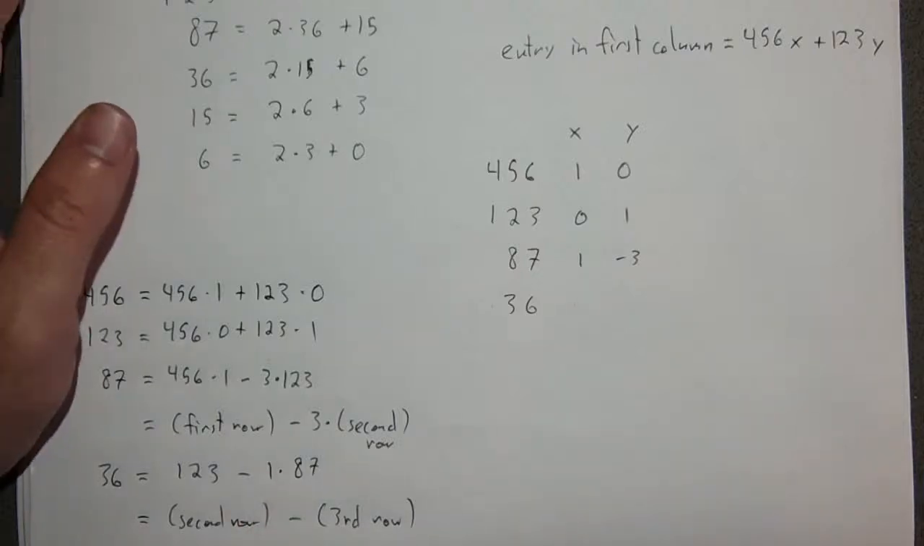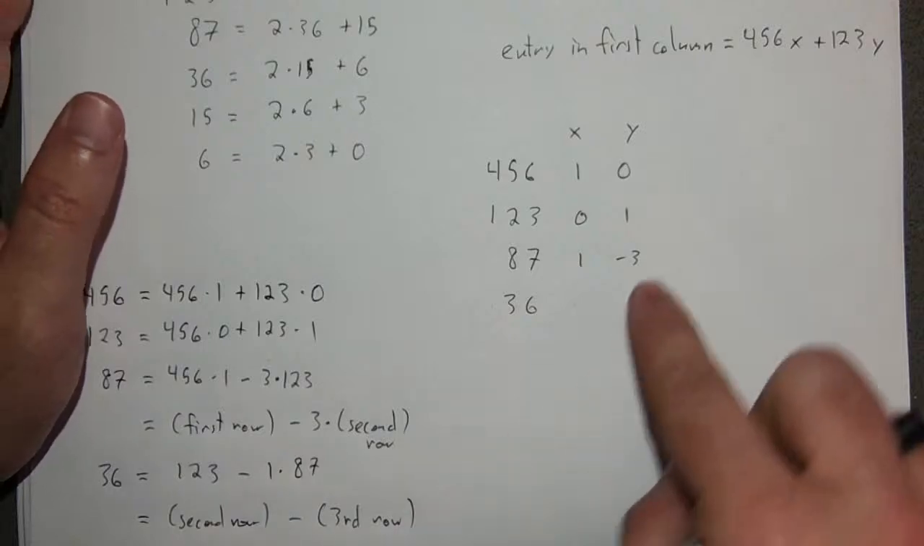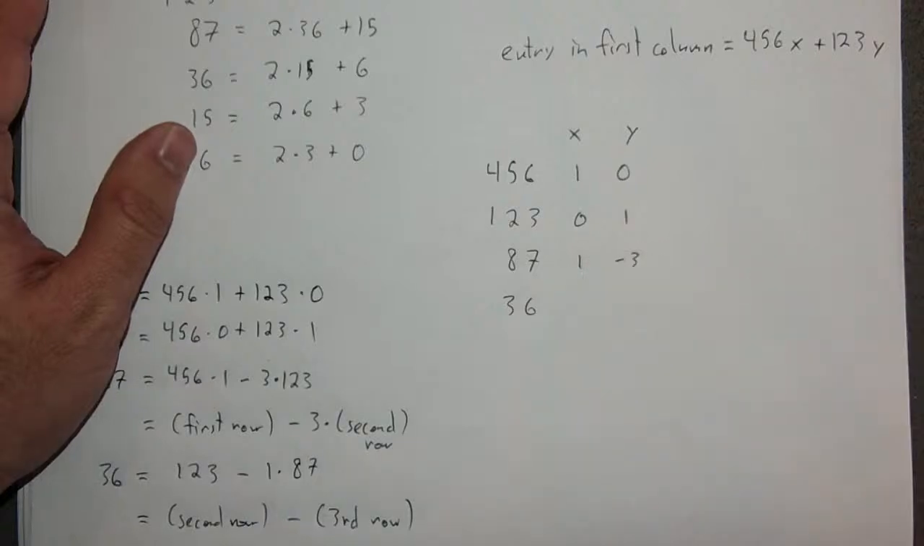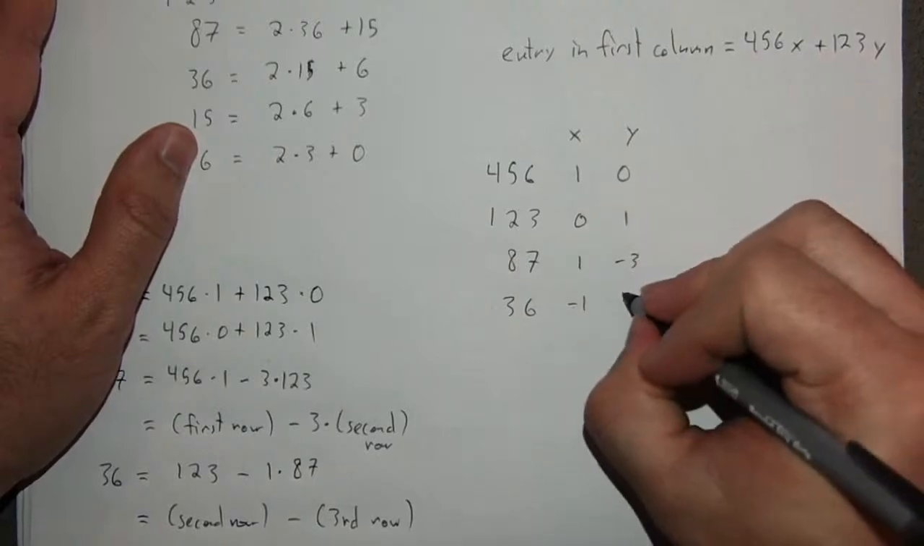Now that's perfectly fine, but keeping track of it this way is actually more convenient than having to do that minor arithmetic. So here this is second minus third row. So second row minus third row, and I just do that subtraction. So 0 minus 1, that's minus 1. 1 minus minus 3, that's 4.